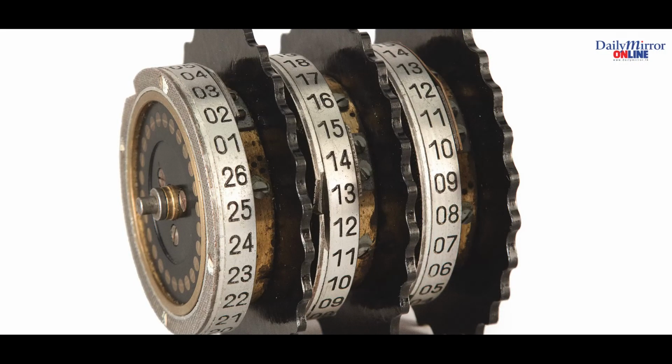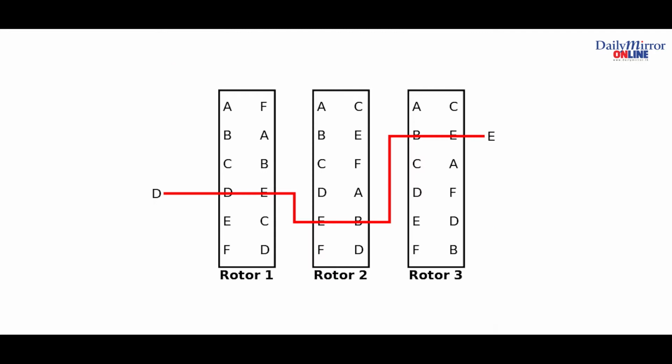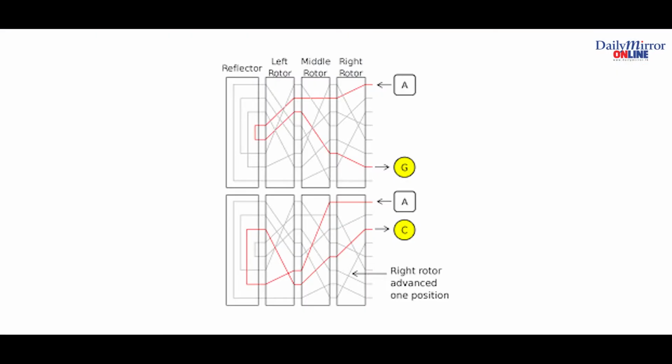It had an electromechanical rotor mechanism that scrambled the 26 letters of the alphabet so that letters would be encrypted differently each time. For example, the letter A would be encrypted as C when it first appeared in the message, and then it would appear as G in the same message. It was not by any means a straightforward substitution cipher.